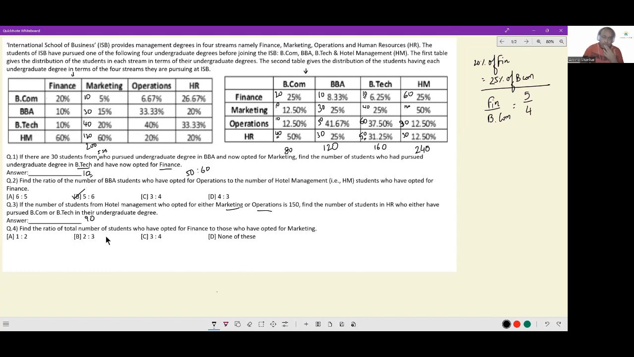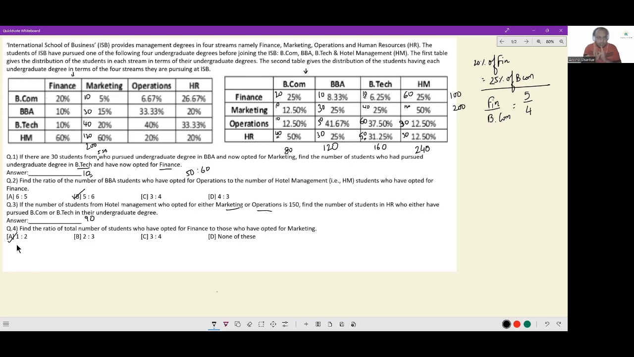Last, find the ratio of the total number of students who have opted for finance to those who have opted for marketing. Okay. The total for finance is 20 plus 10 plus 10 plus 60, 100. And for marketing, 120 plus 80, so 200. So the ratio is 1:2.